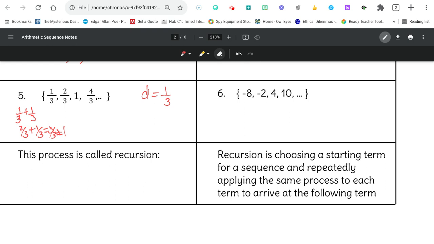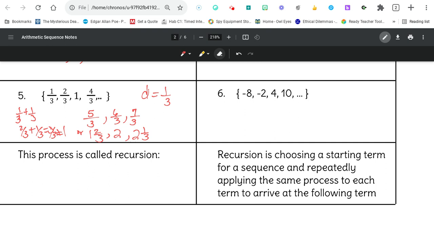So if you add 1/3 to 4/3, you get 5/3. Or you could write 1 and 2/3. Here you get 6/3, which is just 2. And then you get 7/3, which is simply 2 and 1/3. I don't care if you write them as improper fractions or you write them as mixed numbers. It doesn't matter.